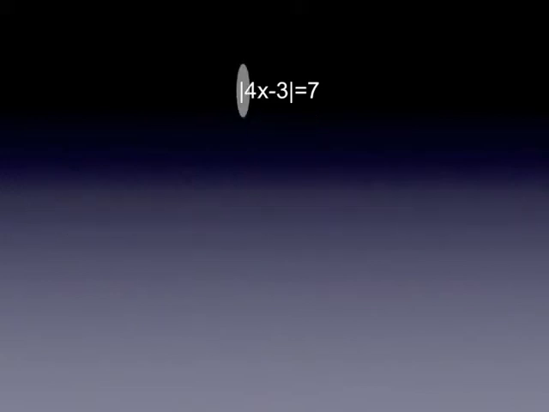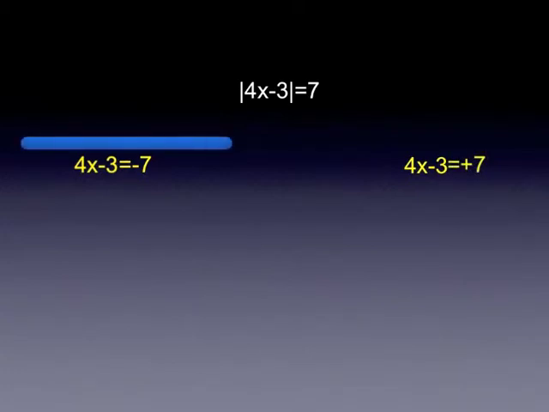Another way to think about it is you'll have two equations, one for each of these little up and down signs, or the absolute value sign. First equation is 4x minus 3 is equal to -7. The second equation is 4x minus 3 equals positive 7.